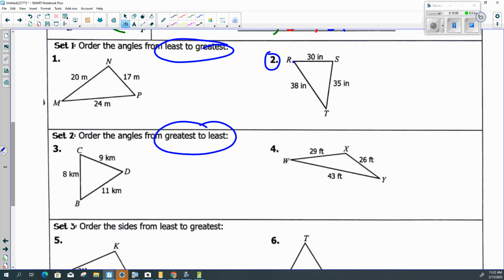So you said this is the smallest side, and he's looking across. So T is the smallest. I'll ask what's the middle length side? Sorry, angle. You said it right. So this is the middle length side. The one across from it is the middle measure angle. And the last one we have left is S.